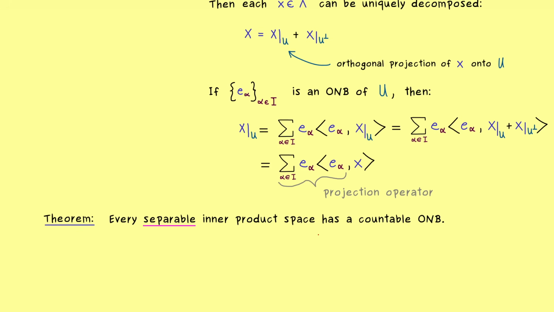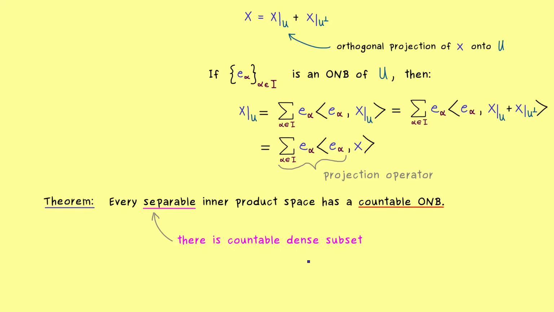For such nice spaces, we always find an ONB, and it's even countable. This simply means that the index set I here is a countable set. And the reason for that is simply because we have this separability here. And in fact, this term is not complicated at all. It even holds for metric spaces, where it says that we have a countable dense subset. And you know, for an inner product space, we have an induced norm, and with respect to this induced norm, we say that we have a dense subset.